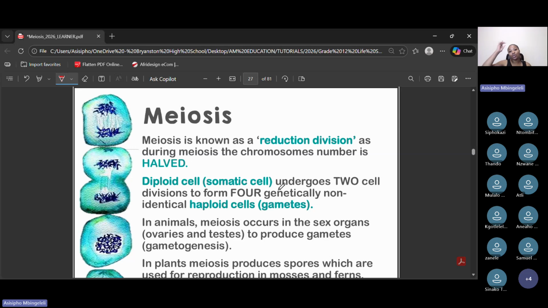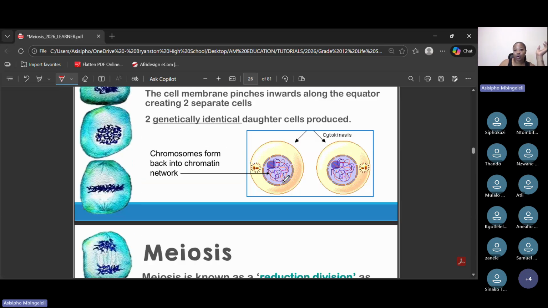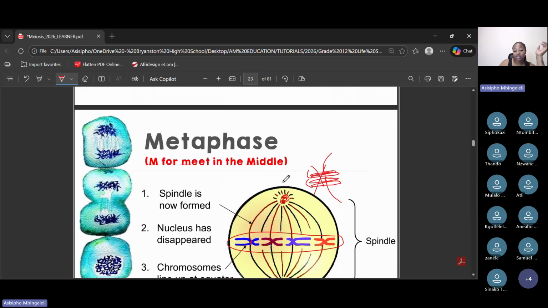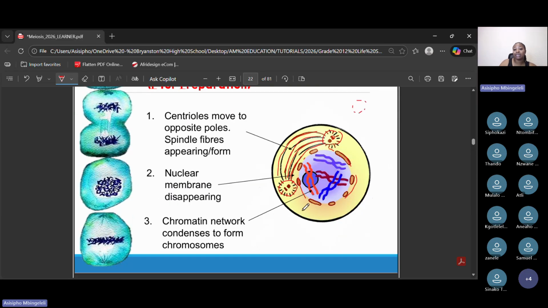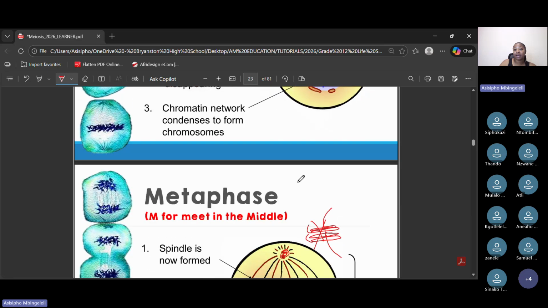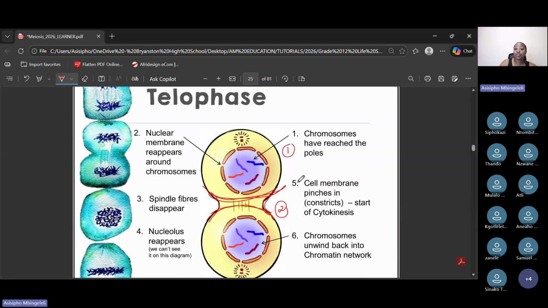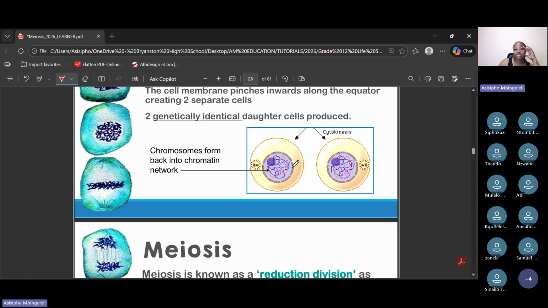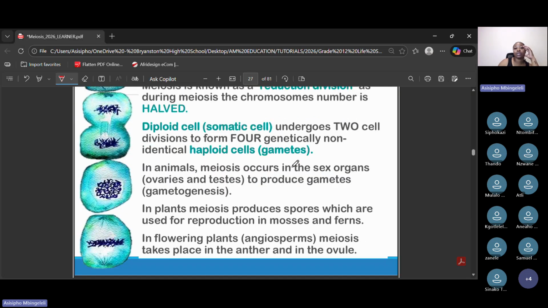Meiosis now is known as a reduction division. Why do we call it that? Because the chromosome number is going to be reduced. It's actually going to be halved. So in mitosis, if you were to go back and look, we started with 4 chromosomes. So these are the 4 chromosomes that we started with. And they are replicated in the parent cell. And at the end of telophase, we have 4 chromosomes. But in this case, they are unreplicated. The chromosome number was maintained. But in meiosis, the chromosome number is going to be halved.